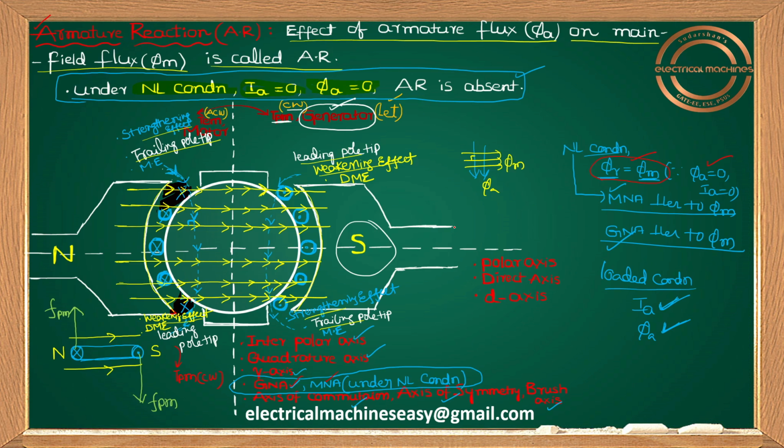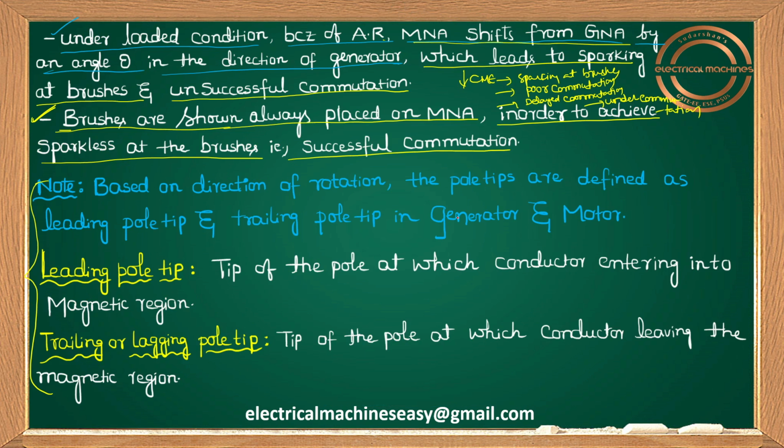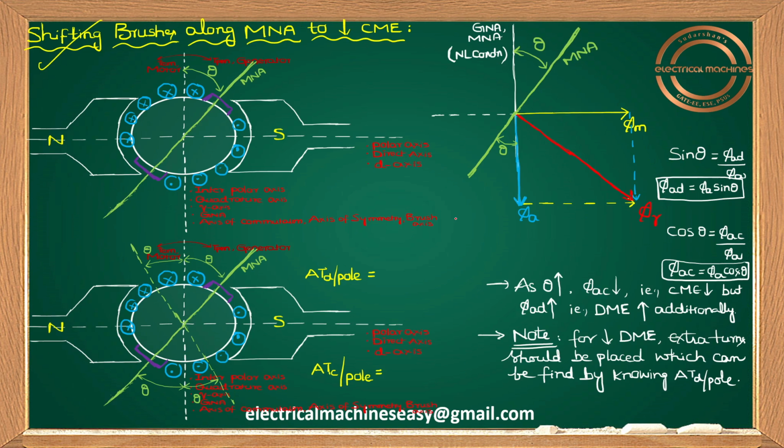In the last session, I think we started the armature reaction topic, and because of armature reaction, we have a demagnetizing effect and a cross magnetizing effect. And I told you that to reduce the cross magnetizing effect, so I can say to improve commutation and to reduce sparking at the brushes, we were using shifting of brushes along MNA in olden days. I think nowadays we are using interpoles, but in this session we'll be discussing shifting of brushes along MNA to reduce CME.